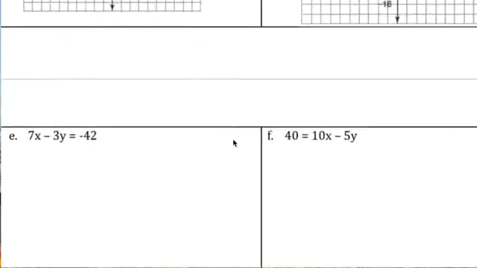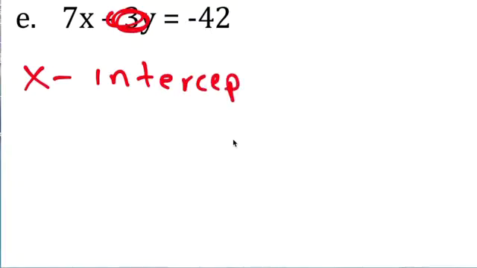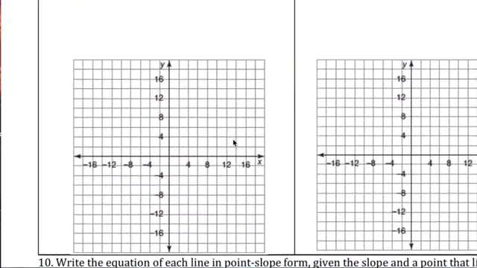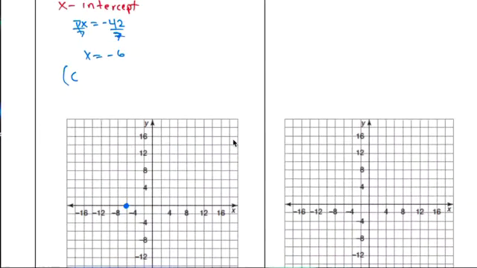Next page. Letter E. Okay. X-intercept, you cover the y. Or basically you make it go 0 and it goes away, right? Going away is basically covering it. 7x equals negative 42. Divide by 7. X equals negative 6. So x negative 6 is right there. That point is negative 6, 0.